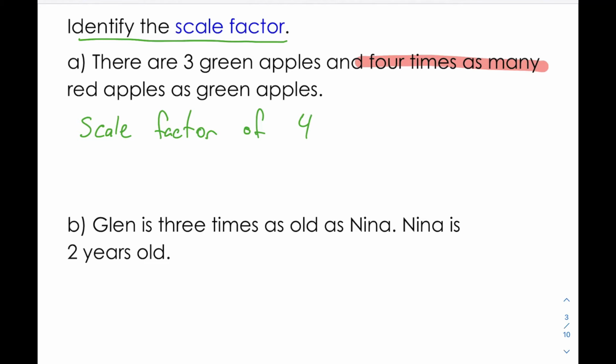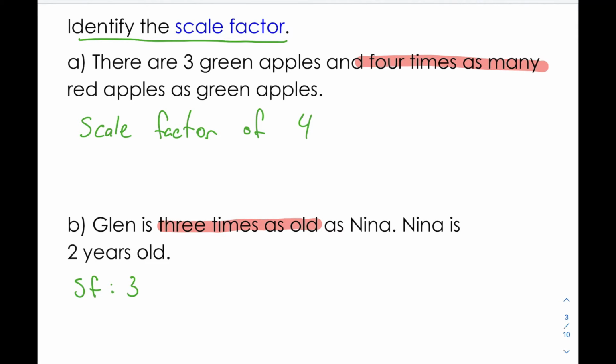In question B, Glenn is 3 times as old as Nina. So we'll highlight the key part. Nina is 2 years old. So it's a scale factor. We'll put SF for short of 3 times as many.